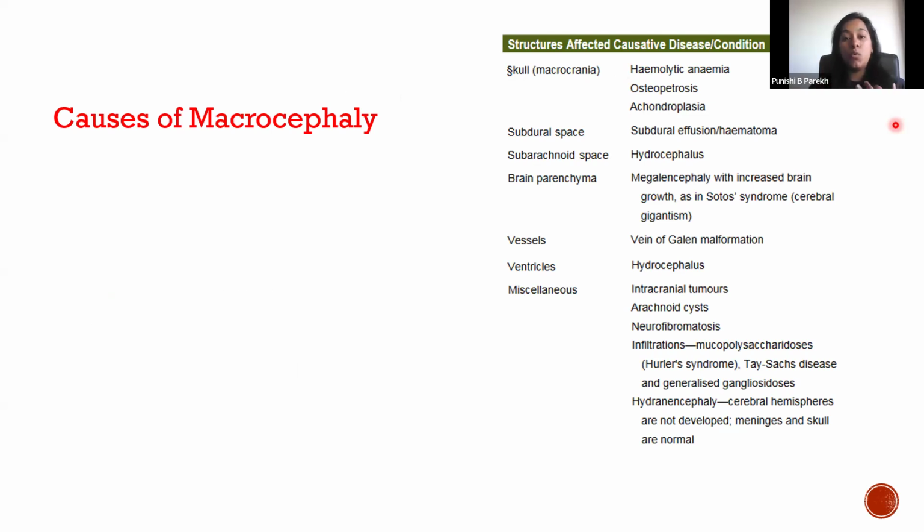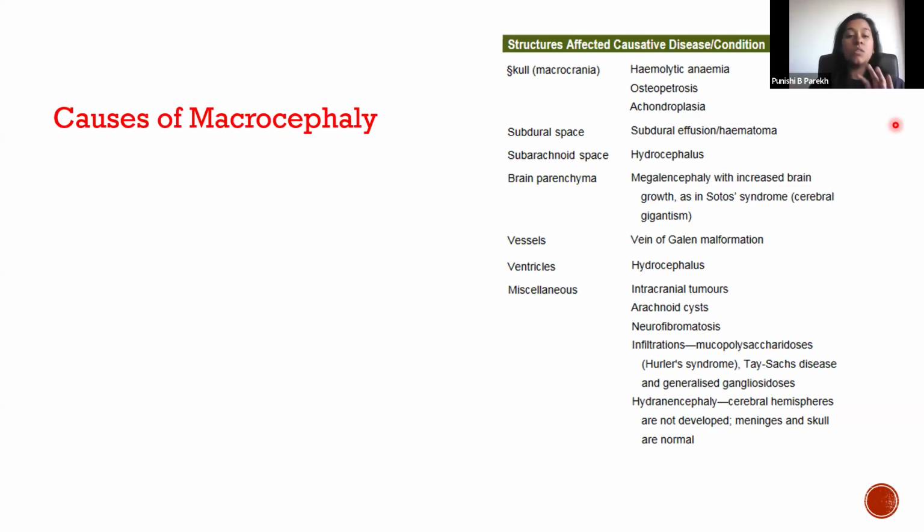If there's accumulation of fluid in the subdural space because of an effusion or hematoma, or accumulation of CSF in ventricles, hydrocephalus, or megalencephaly, where there's increase in the brain parenchyma, seen in certain syndromes like Sotos, again can cause increase in the size of the head, and other causes like intracranial tumors, cysts, and genetic conditions like mucopolysaccharidosis, Tay-Sachs, etc. So these are the common causes of macrocephaly. Again, this question can be asked to you in your viva when you have a case of hydrocephalus, and what is the definition and what are the causes. So remember, other than hydrocephalus, you also have other causes of macrocephaly.